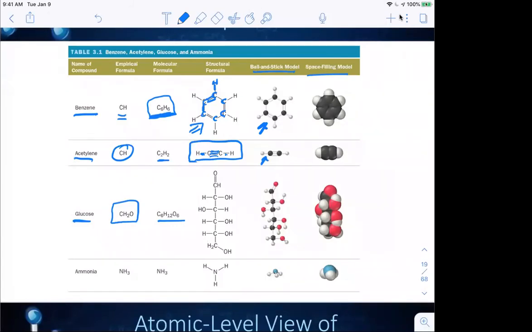But notice for sugar, which is glucose, I have C6H12O6. Divide by 6, I get CH2O as my empirical formula. Notice for ammonia, I don't have anything to divide by. So my ammonia empirical formula and the ammonia molecular formula are identical. And then these are what they look like structurally. We're not at that level yet. We're going to get there when we start looking at Lewis bonding theory and other theories later on in the textbook.